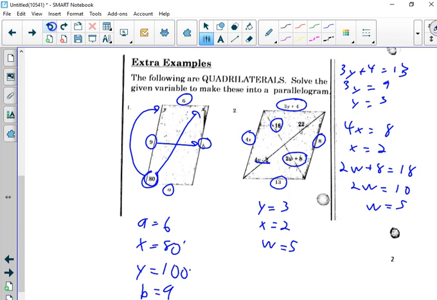And then we have 4v minus 2 and 22. They're equal to each other. To be a parallelogram, these segments must be equal. So I'm going to add 2 to both sides and get 4v equals 24. Divide by 4, v is 6. Sorry, I wrote an x, change my x into a v. So now you have a parallelogram.